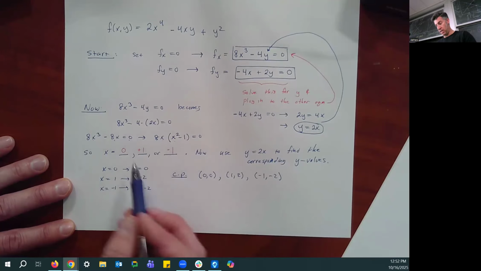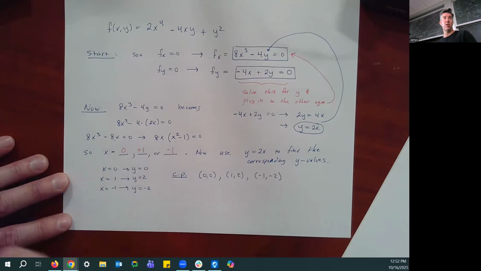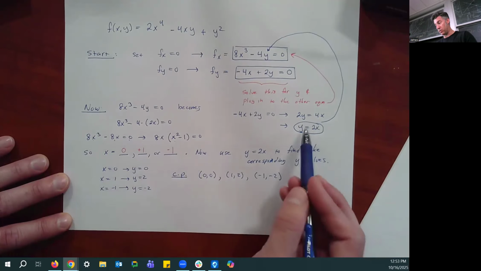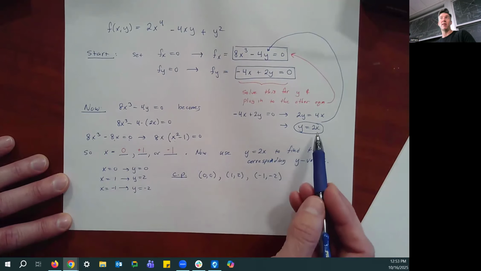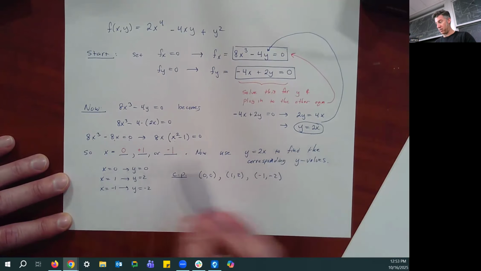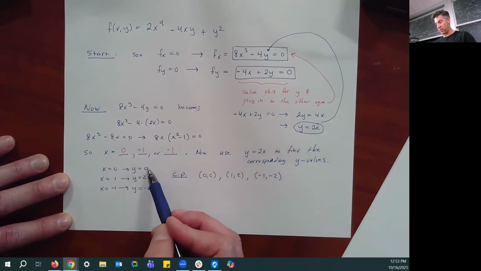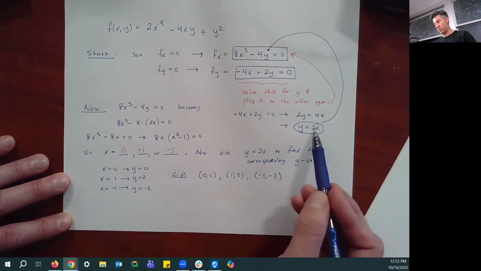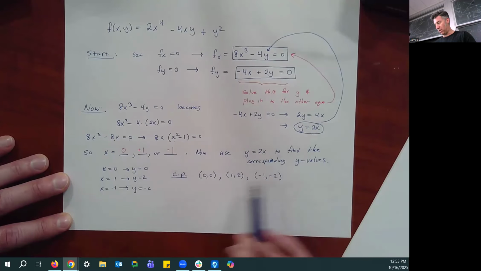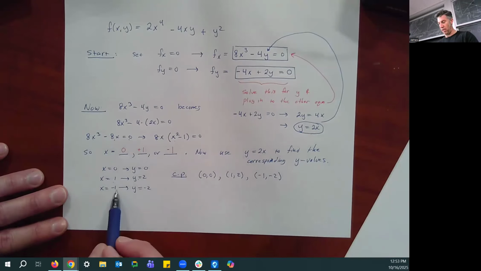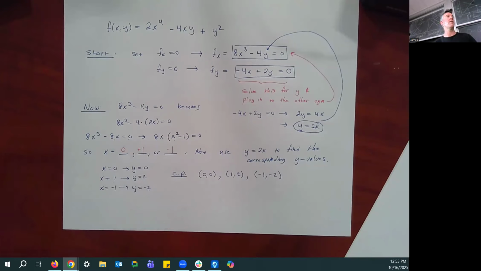Now, each of those values for x only gives us one half of a critical point. We have to go back to the other equation, the relationship between x and y that we found, to find the other half of each critical point. If x is 0, y is 2 times 0, which is 0. If x is 1, y is 2 times 1, which is 2. And if x is negative 1, y is 2 times negative 1, which is negative 2. So we get these three critical points: 0, comma 0; 1, comma 2; and negative 1, comma negative 2.